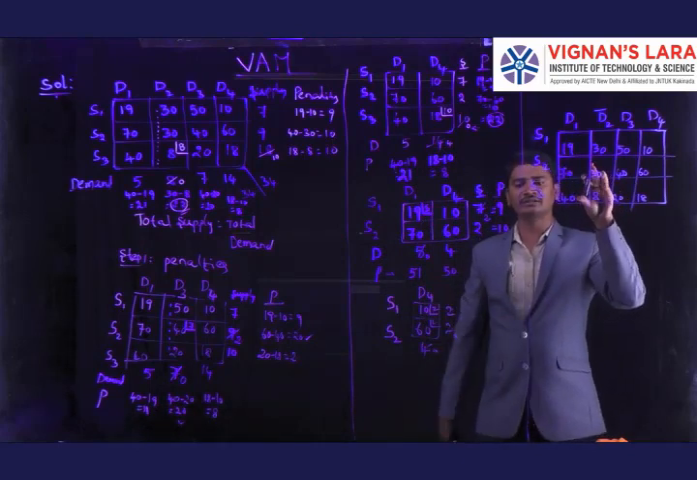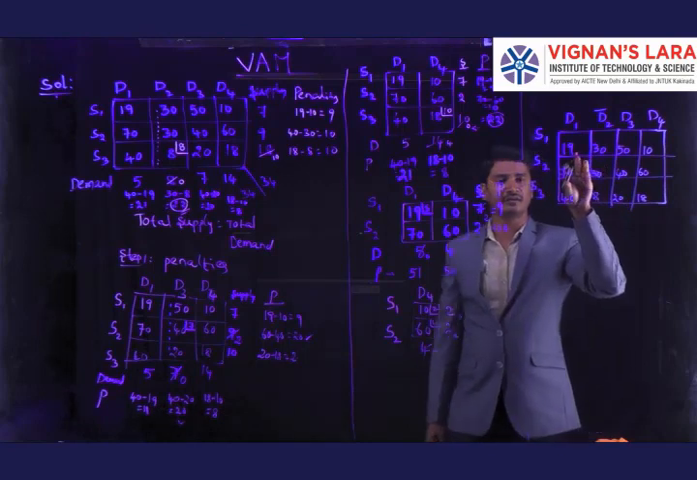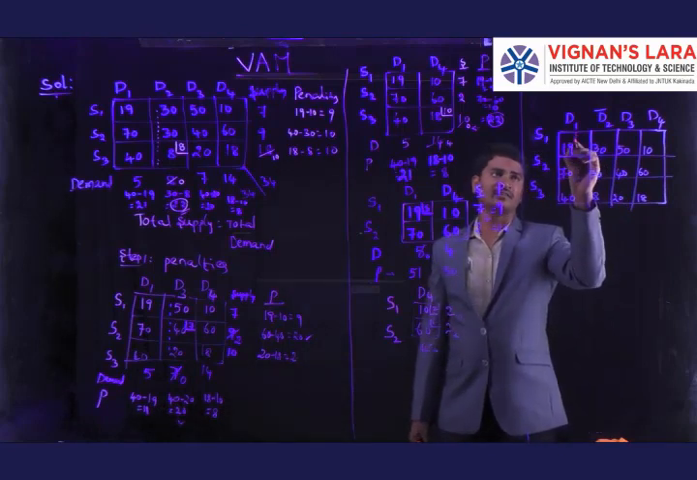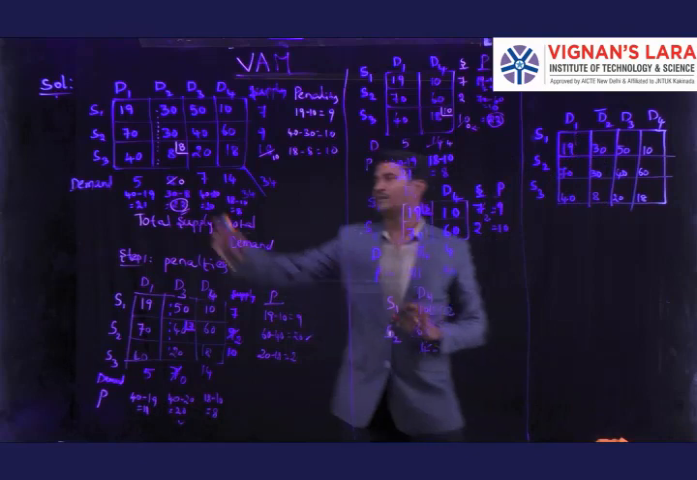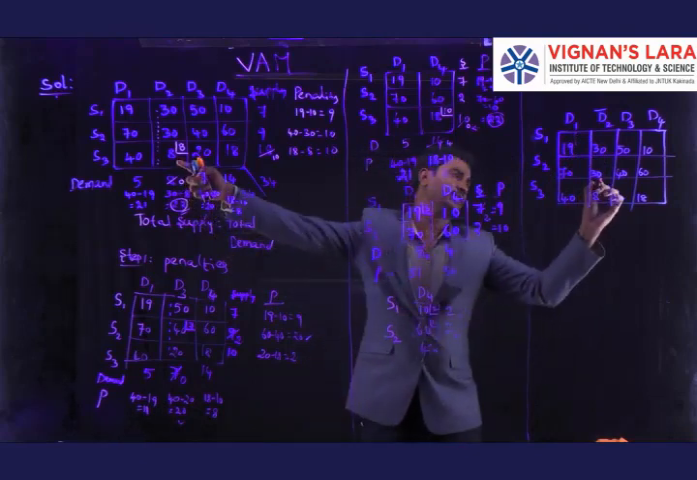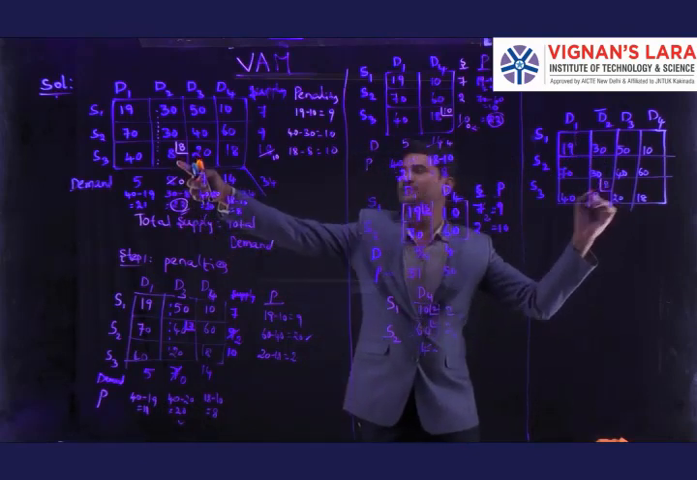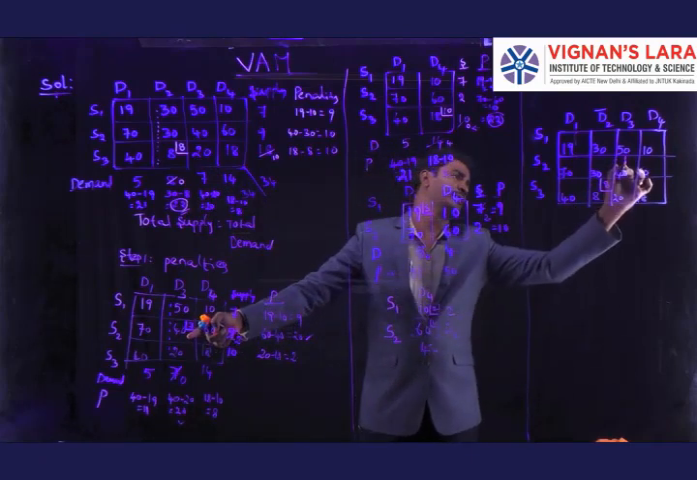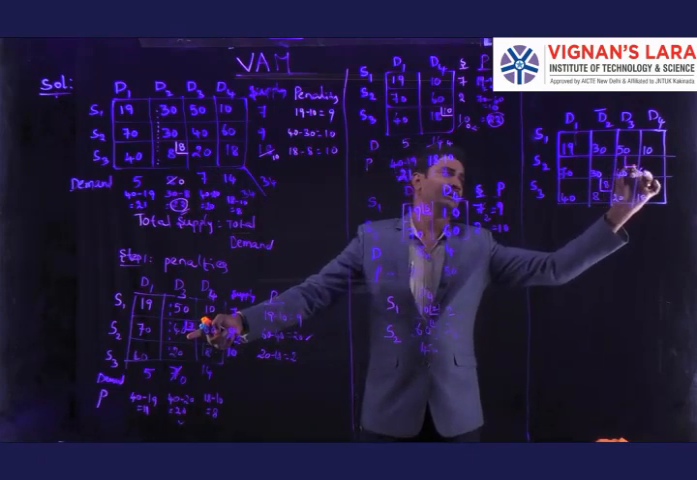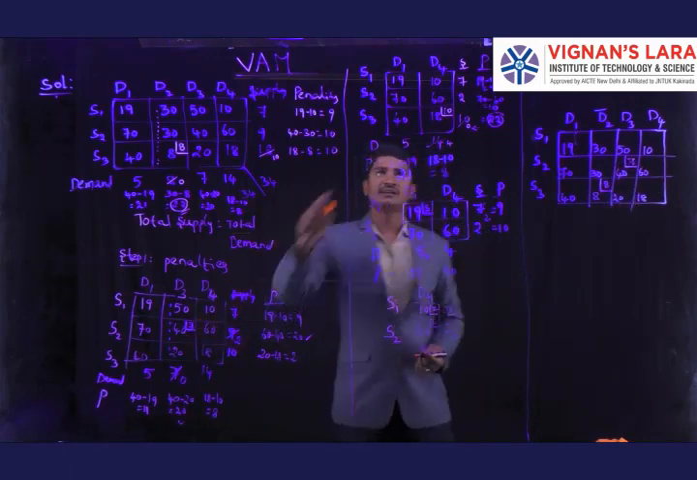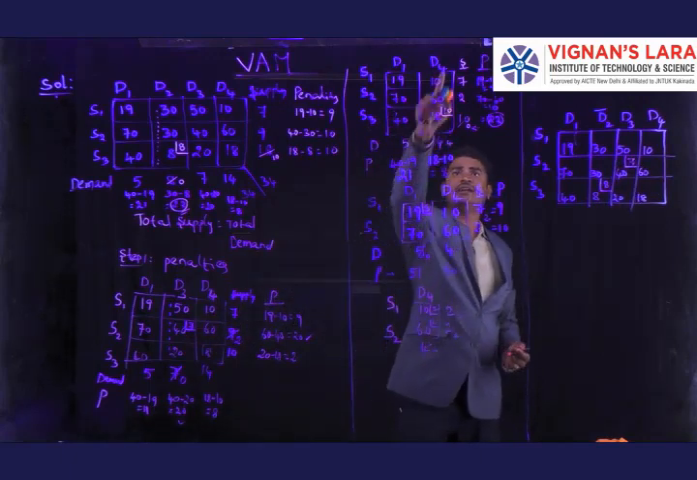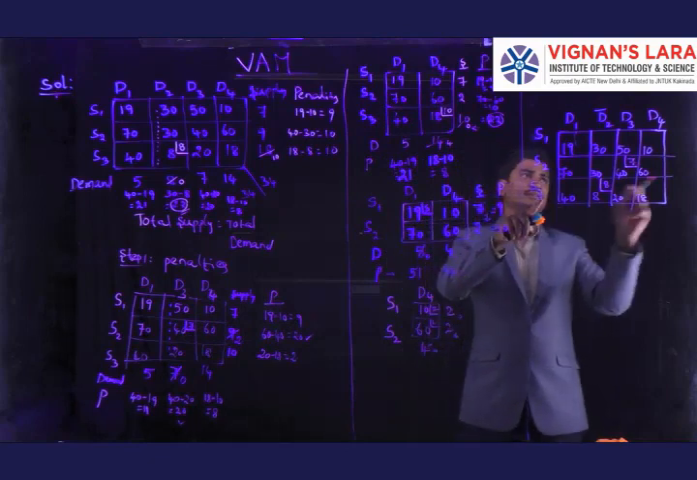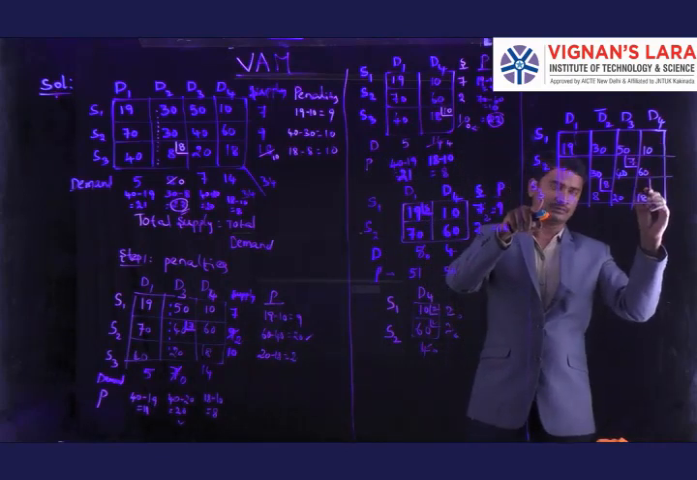We are going to insert the allocations for this table. What is the allocation at 8? First allocation is 8 units. Next, coming to the second table, 40 and 7 is there. Next allocation is at S3 D4. Here 10 is there.